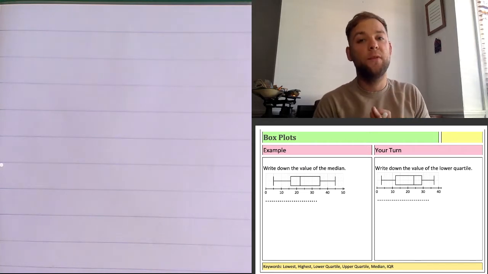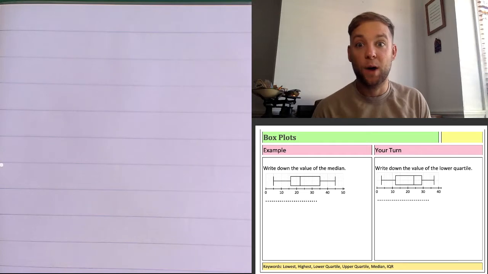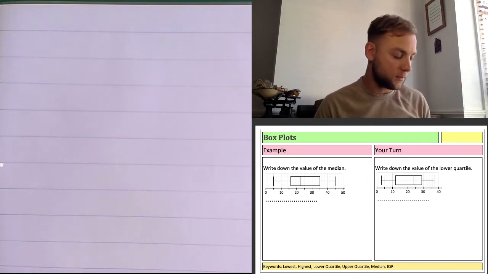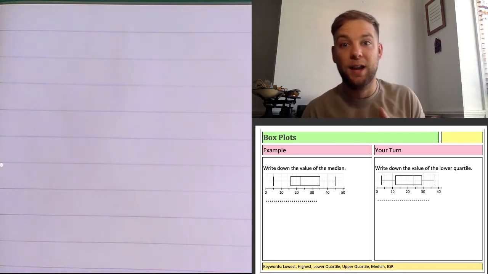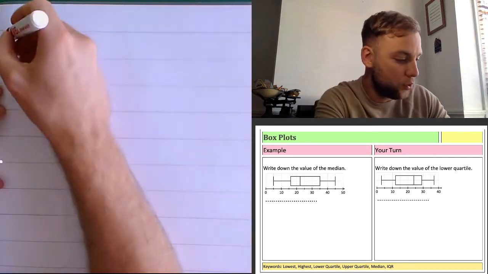So it's first worth thinking about what a box plot is. Now a box plot is a way of representing data by splitting it up into quarters. So splitting it up into 4 different parts. So let's think about something if we had 200 people.